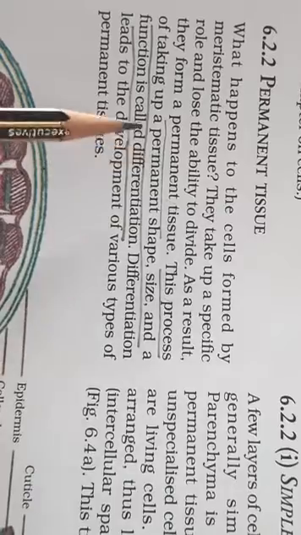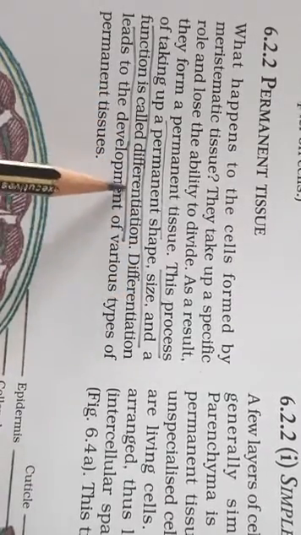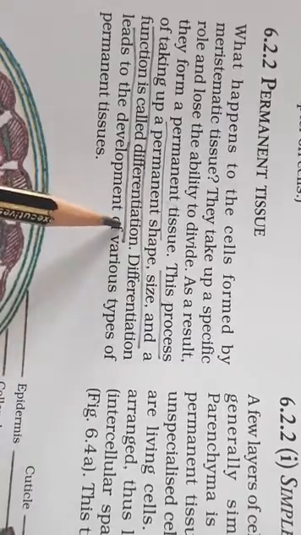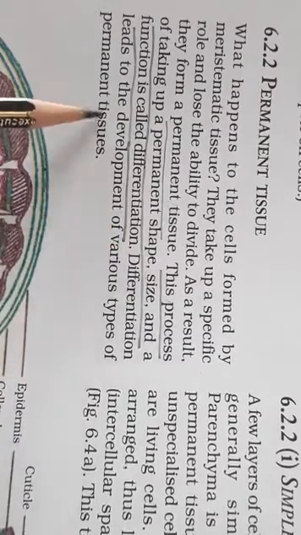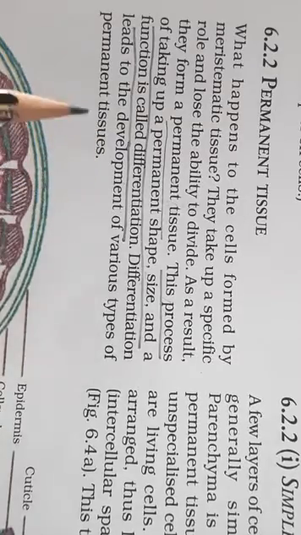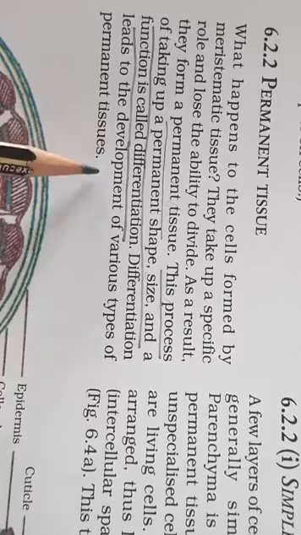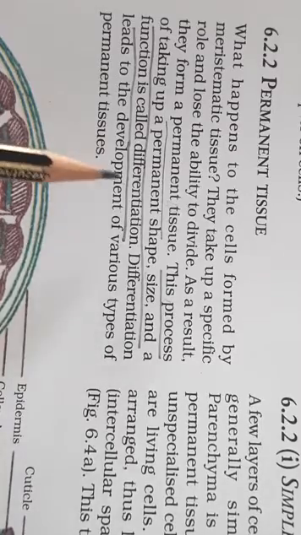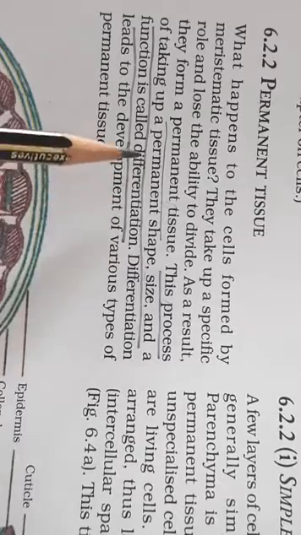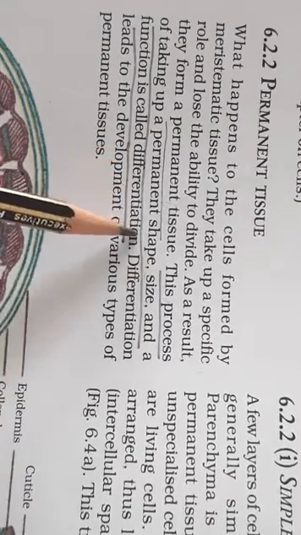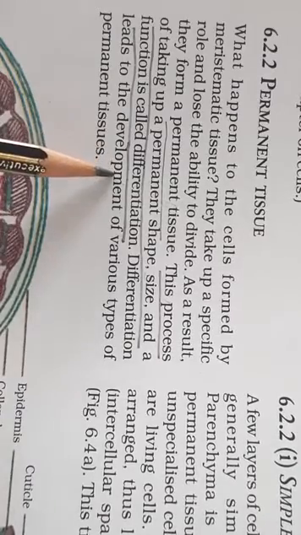This process of taking up a permanent shape, size and function is called differentiation. And it is because of differentiation that the development of various types of tissues takes place, or you can say that the development of the plant takes place. So what is differentiation? Differentiation is the process of taking up a permanent shape, size and function.